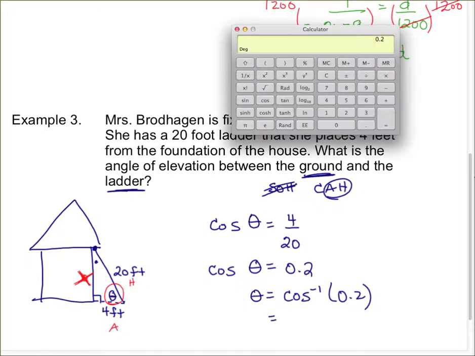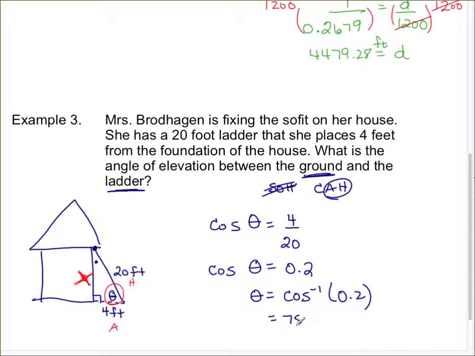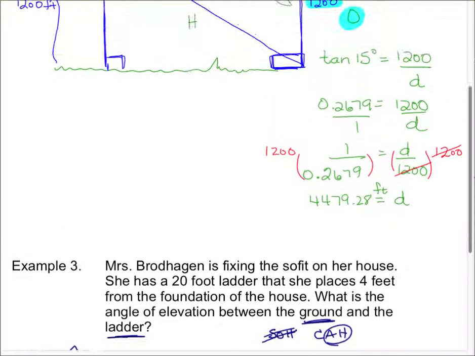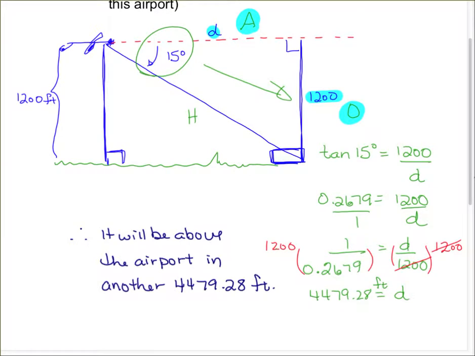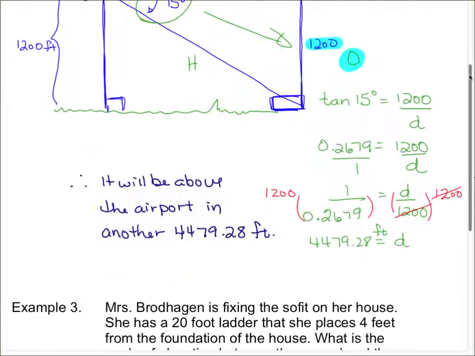And bring up the calculator. 0.2 is already on there. Neat. Now I have to do cos^-1, so I've got to press shift first. Cos^-1 gives 78.5. Now, since these are all word problems, we should end them with a therefore statement. So we can say, therefore, the angle is 78.5. And the same with this one up here, we should have had a therefore statement there too, and say, therefore, it will be above the airport in another 4,479 feet. And that concludes this video.